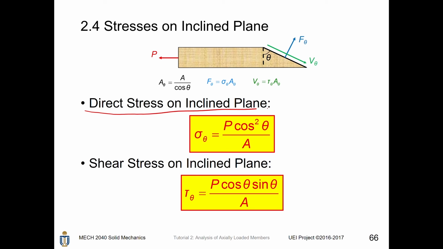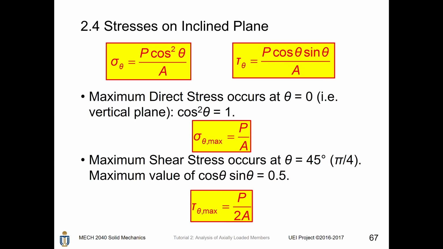Direct stress on inclined plane is given by p cosine squared theta divided by A, while shear stress on inclined plane is given by p cosine theta sine theta divided by A. We can explore a little bit on those two equations. In solid mechanics applications, we don't want a material to fracture. Therefore, we are rather interested in the maximum direct stress and the maximum shear stress.